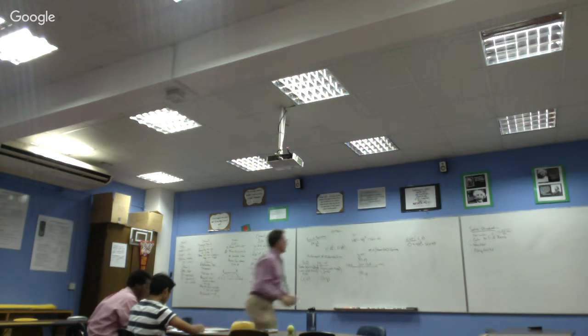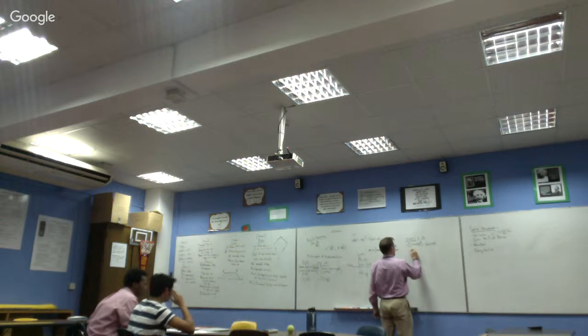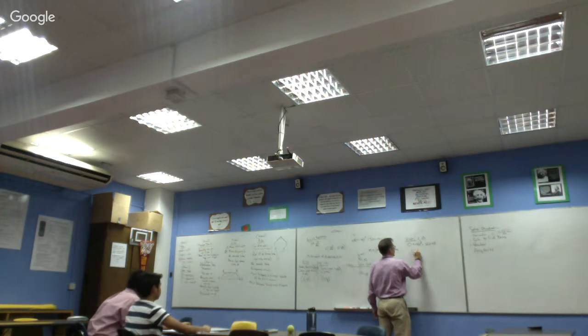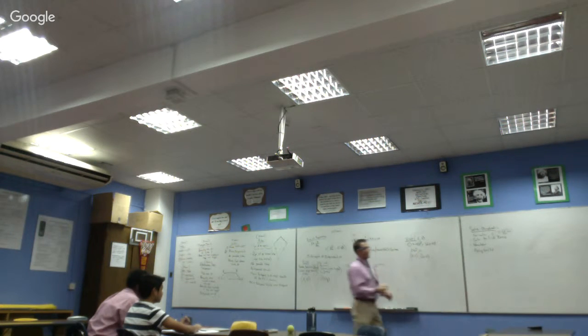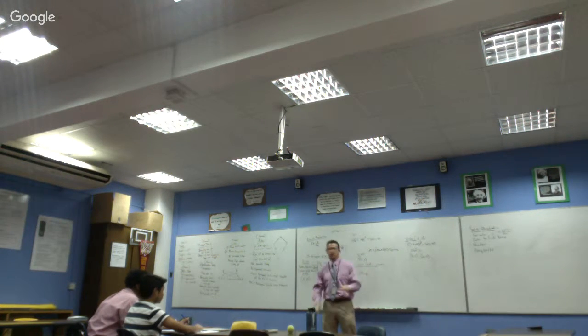Okay, so for this, our x-intercepts were x is equal to 2 and x equals 6. We can write this two ways. I can write it as (2, 0) and (6, 0), or I can write it as x equals 2 and 6. Either way, both of those are acceptable.